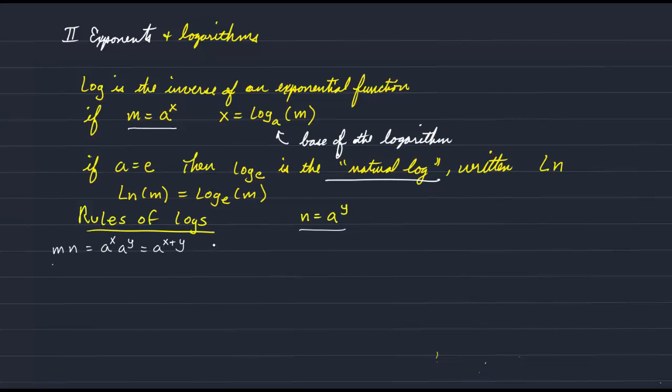And if we take the log of that, we see that the log, that is base a, of the product of m and n is equal to x plus y. And the log base a of m is equal to x, the log base a of n is equal to y, and so we have verified our first rule, that the log base a of m times n is equal to the log base a of m plus the log base a of n.